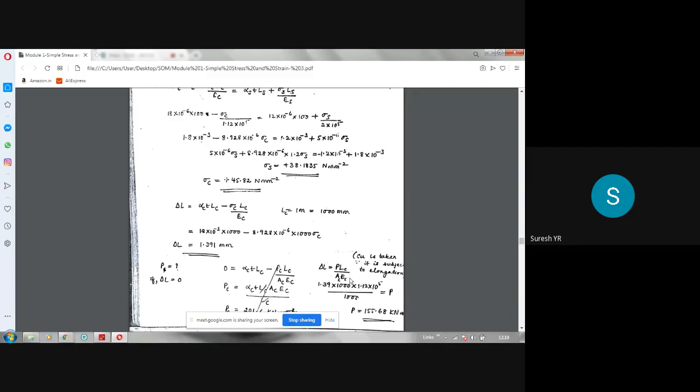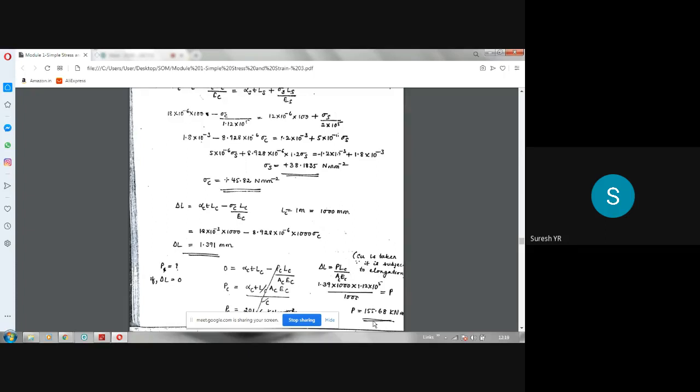We know that delta L is equal to PL by AE. This formula you know already. In this, you can take delta L as 1.391 into, see, 1000 is this. P is the unknown here. P is equal to this into this divided by this. If you do that, you will get 155.68 kilonewton. Actually, whatever you get will be in Newton, because the values are substituted in Newton and millimeters. After simplifying, you get the value of P in Newton, divided by 1000 to get kilonewtons.